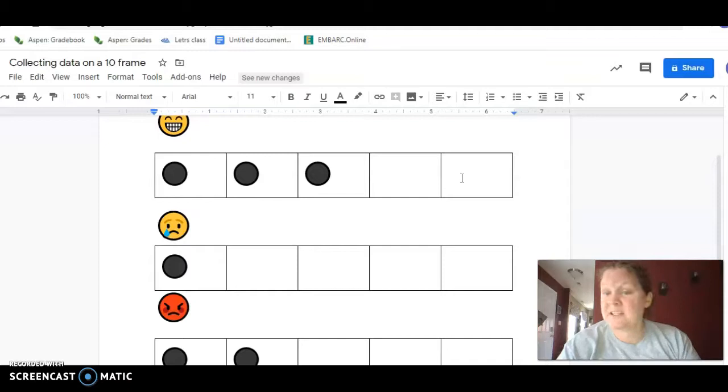Yeah, sad was the least. And which one had 2? Which feeling had 2? Mad had 2. Got it. So that is one way we can collect our data. That's a great way to collect data.